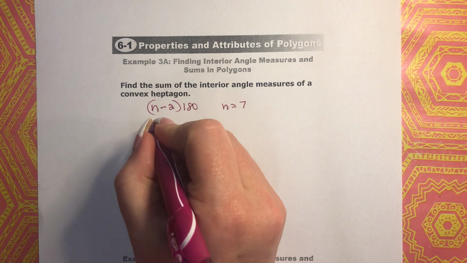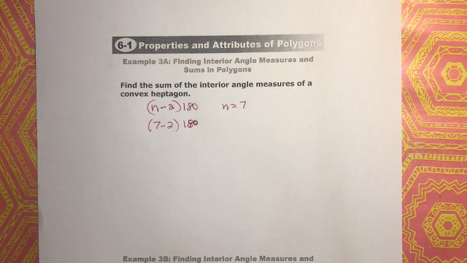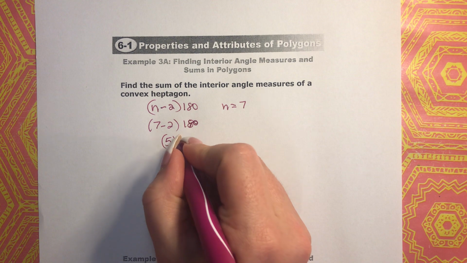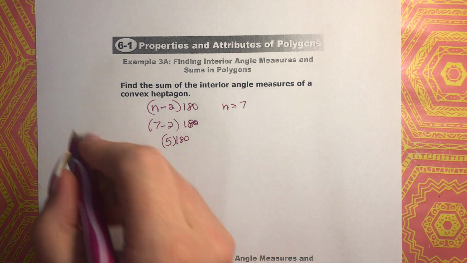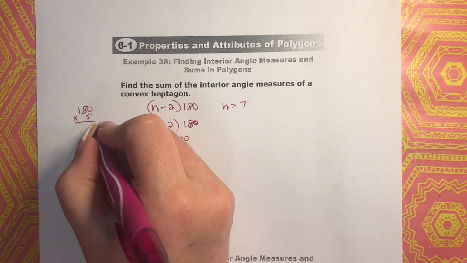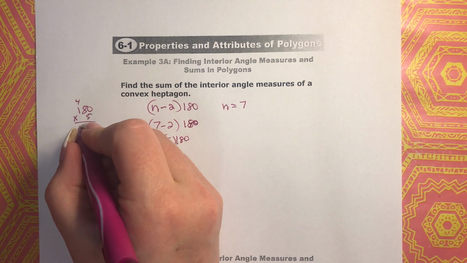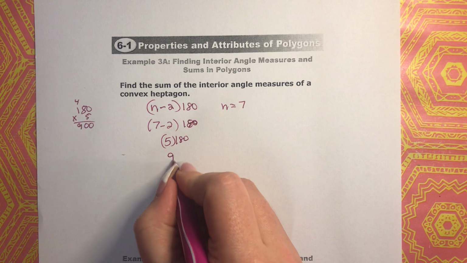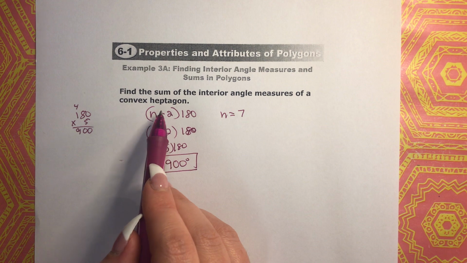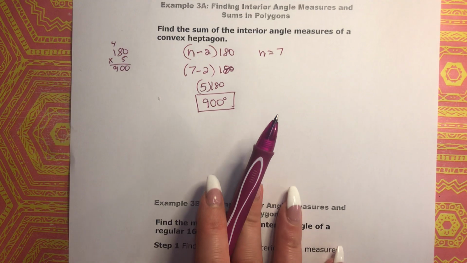So then we just substitute in. And this really is very similar to some of the warm-up problems we were doing at the beginning of the lesson. Order of operations, we do this, right? 7 minus 2 is 5 times 180. I don't know what that is. I'm going to go 180 times 5 over here on the side. 5 times 0 is 0. 5 times 8 is 40. Write the 0, carry the 4. 5 times 1 is 5 plus 4 is 9. So 900 degrees, that's how many degrees there are in a convex heptagon. Every convex heptagon has interior measures of 900 degrees.